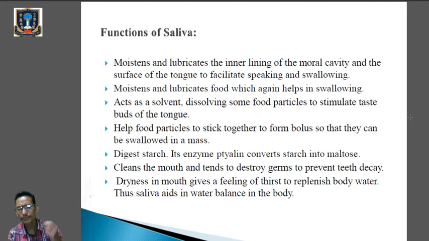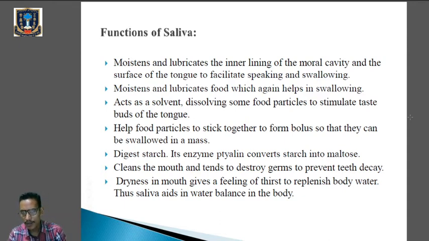Next one, it cleans the mouth and tends to destroy the germs to prevent the teeth decay. And dryness in mouth gives a feeling of thirst. So whenever there is dryness in the mouth, we feel thirsty to replenish the body water.